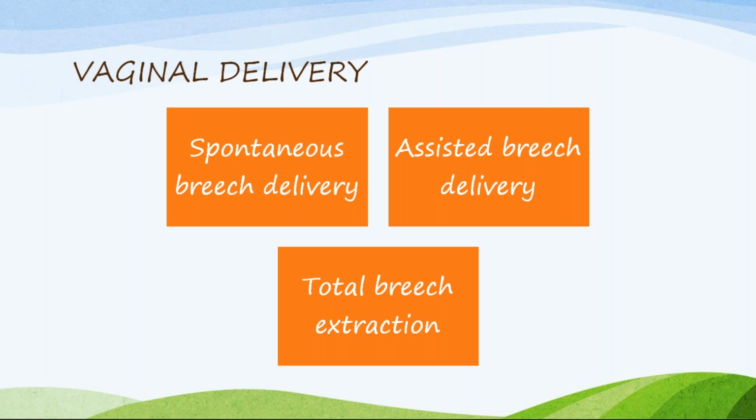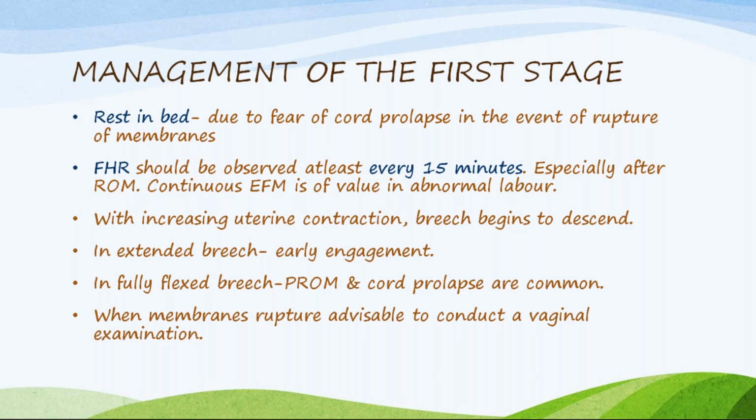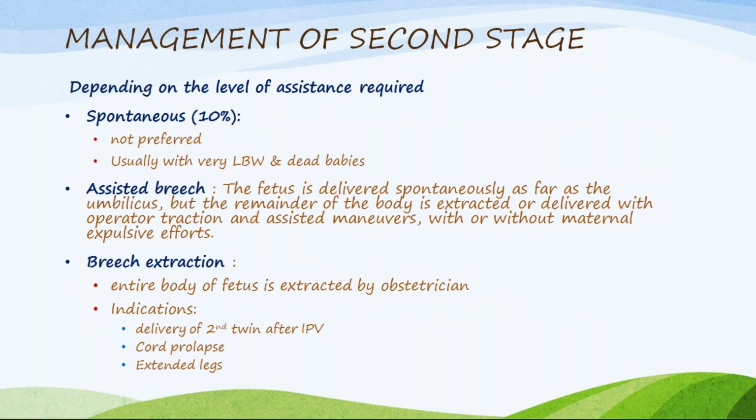So normal vaginal breech delivery is either spontaneous breech delivery, assisted breech delivery, or total breech extraction. Management of the first stage and the risks all apply. The fetal heart will be monitored like in all other cephalic presentations. With a footling or fully extended breech, there is fear of cord prolapse, because if the membrane is ruptured at any time, we have to act. The incidence of cord prolapse is very high in footling presentation, so you have to be very careful during the first stage.